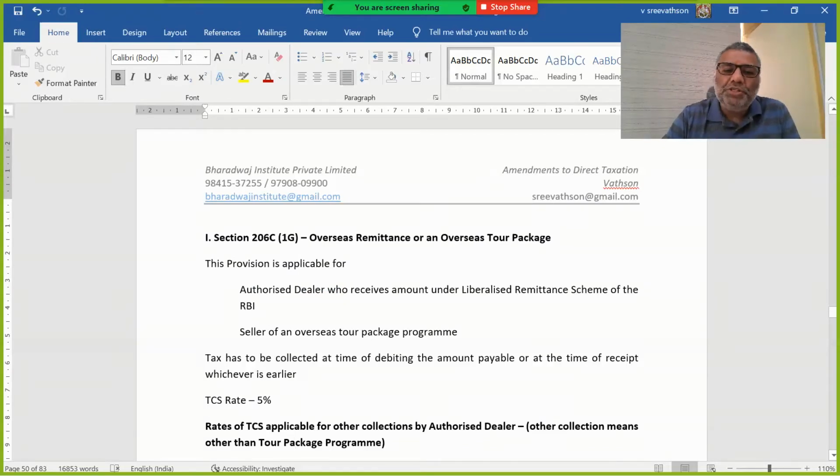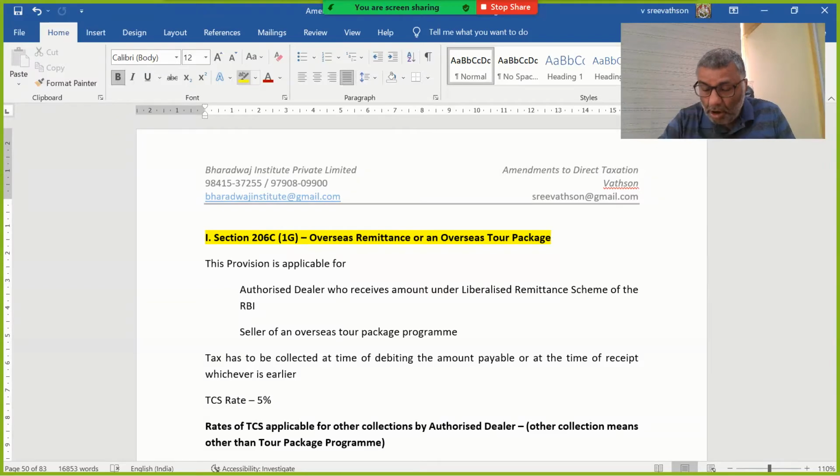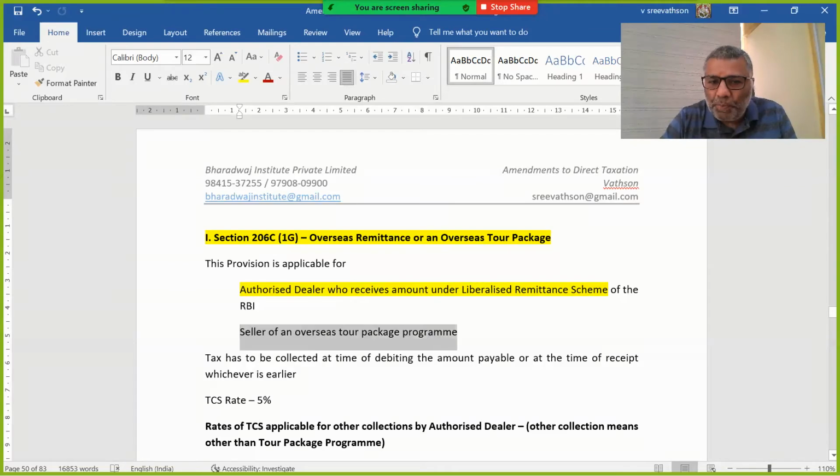The first introduced section is subsection 1G, overseas remittance or an overseas tour package. All remittances, or overseas tour package: 15 days to Europe, 10 days to US, 5 days to Dubai, 3 days to Singapore. Like that, there are various tour packages overseas. This provision is applicable for an authorized dealer who receives money under LRS, that is Liberalised Remittance Scheme, and also for a person who operates tour packages.